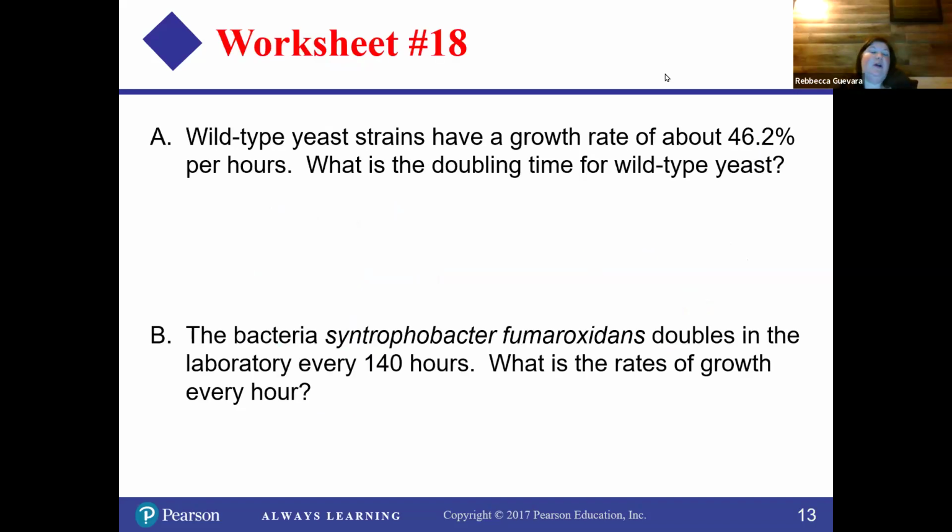Okay, so for this problem, in one of them you're asked for the growth rate, and in one you're asked for how long it takes to double. Wild type yeast strains have a growth rate of about 46.2% per hour. We want to know, what is the doubling time for wild type yeast? And then the next problem, the bacteria Desulfotomaculum fumoxidans, that was a mouthful, doubles in the laboratory every 140 hours. We want to know what the growth rate is every hour.